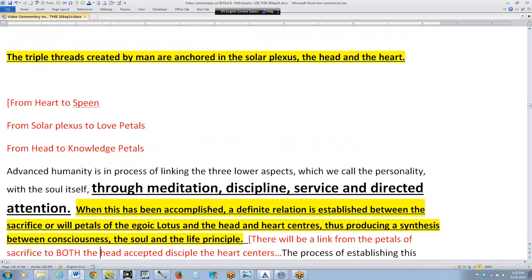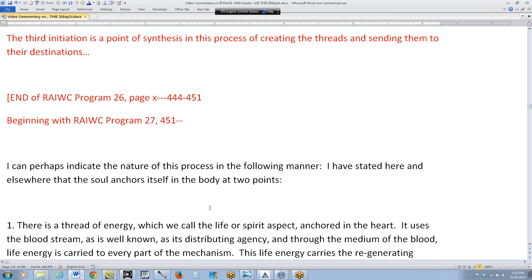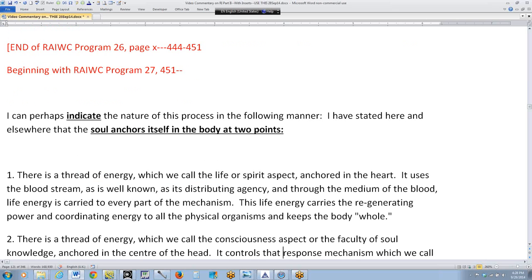And now I think he may elaborate on this in the section that we are going to study at this point, going on from page 451. "I can perhaps indicate the nature of this process" — he just uses the word indicate, he doesn't use the word elaborate — "in the following manner. I have stated here and elsewhere that the soul anchors itself in the body in 2 points." And when he says body, of course, he probably includes the etheric body. "There is a thread of energy which we call the life or spirit aspect, anchored in the heart."